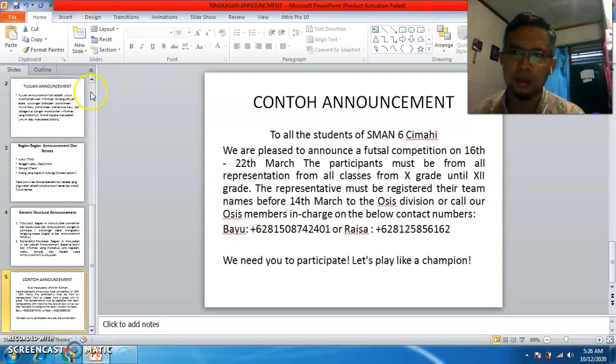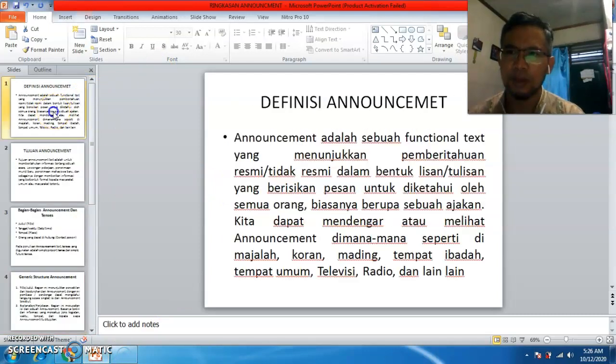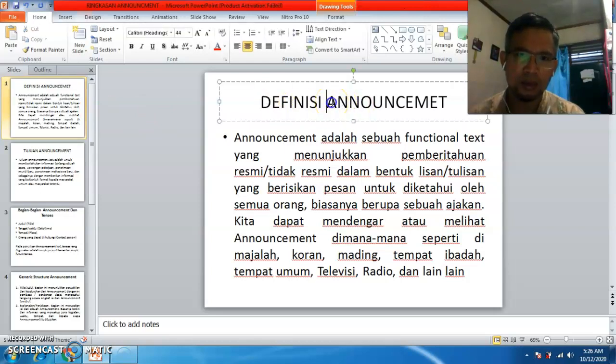Okay, the first page that I'm going to show you is about the definition of announcement. Announcement comes from the English language. It has a basic word, a verb, which means mengumumkan. It has synonym words like inform, telling, and other words.